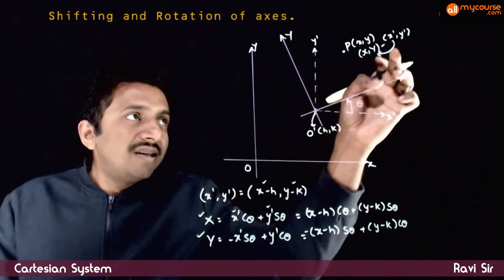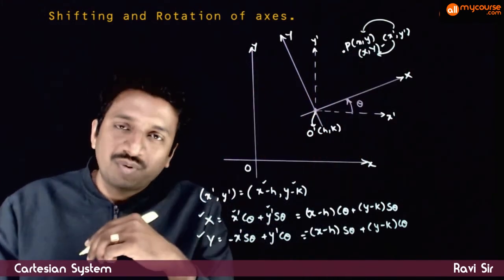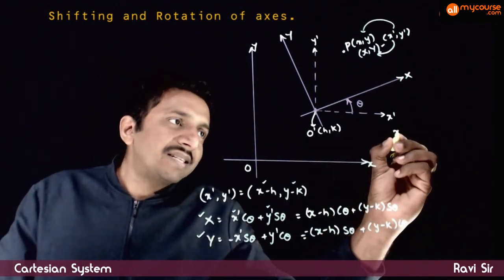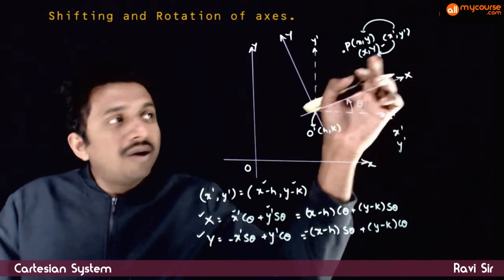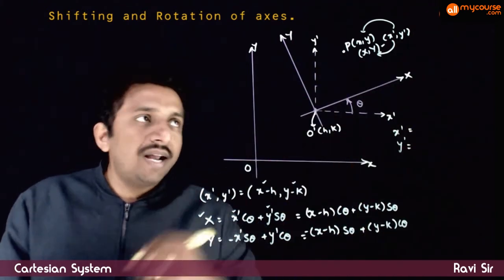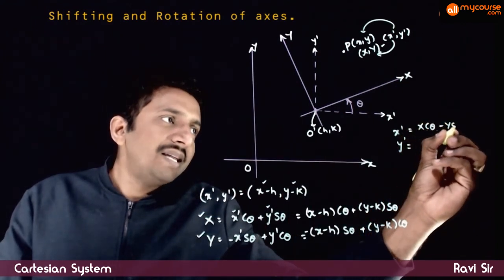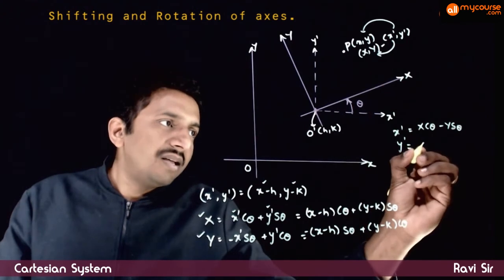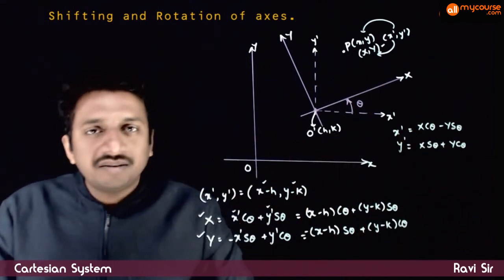So first let us go back to x' y', then go back to xy. So what are x' y'? x' y' are old coordinates with respect to capital X and capital Y. So x' y' is equal to capital X cos theta minus capital Y sin theta, capital X sin theta plus capital Y cos theta.